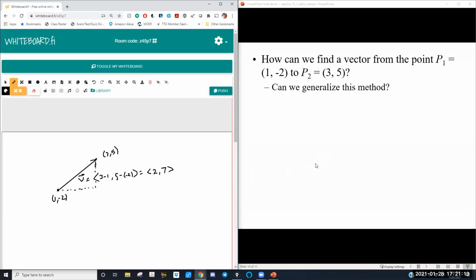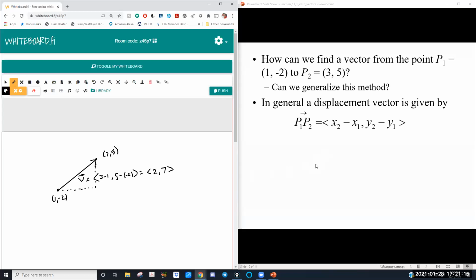So we can generalize this method for both 2D and 3D. And I do want to point out, notice it was my ending point, or in other words, where the head of my arrow was, or the tail, was the tip, excuse me, minus the tail. So where you end minus where you start.